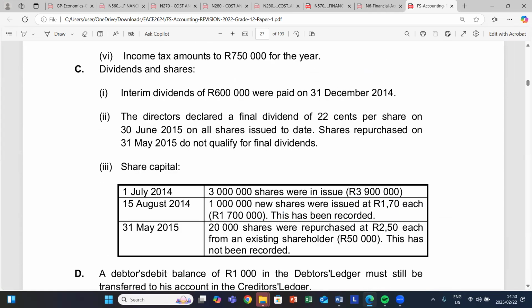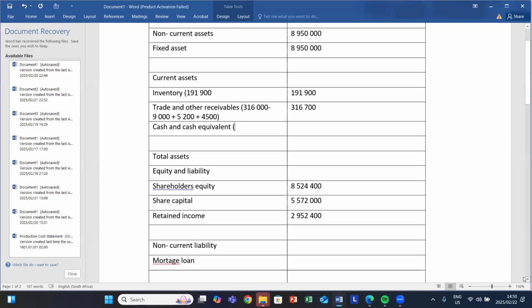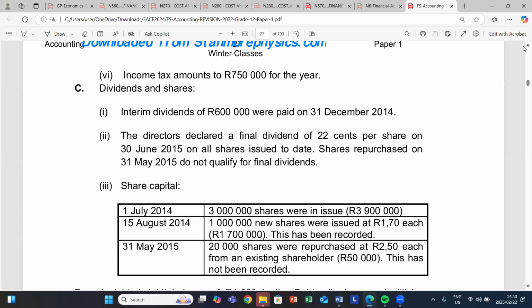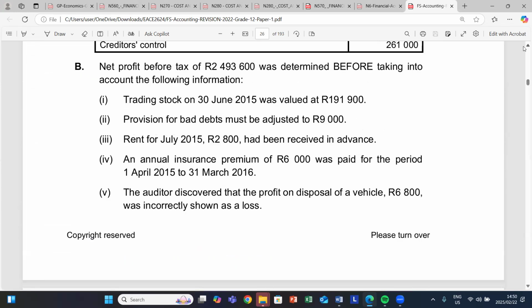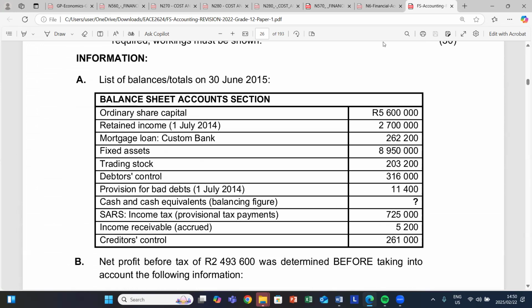Okay. Next, what should we do next? Let us do the mortgage loan, which is our long-term loan. Let us check in the trial balance whether we have a mortgage loan amount. Yes, the mortgage loan amount is 262,200. That is your mortgage loan, your long-term loan.